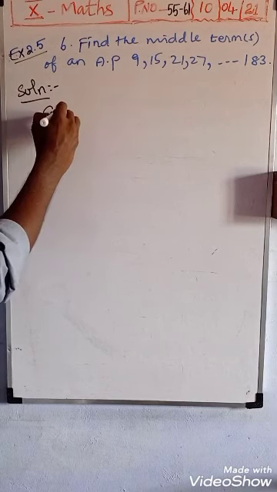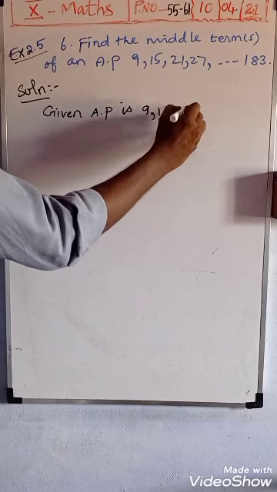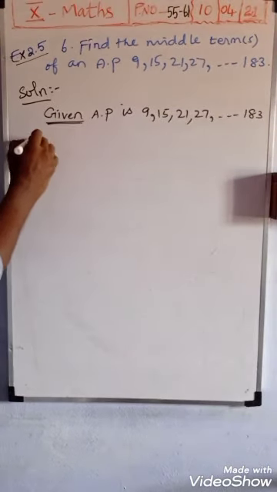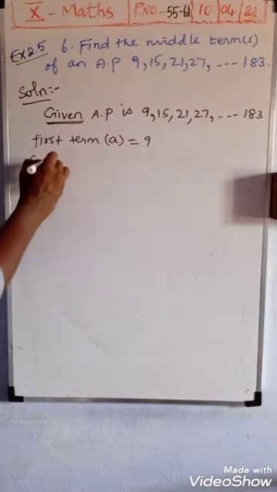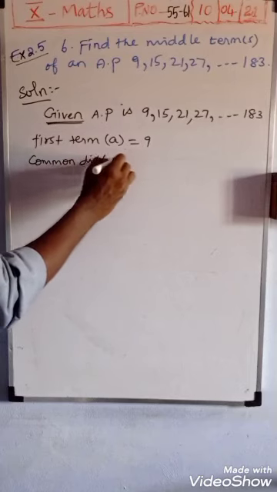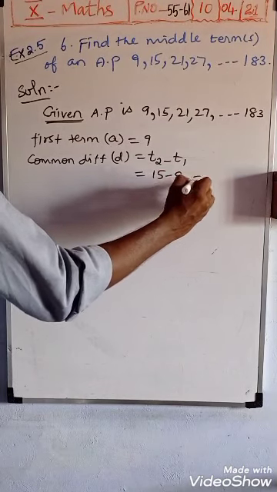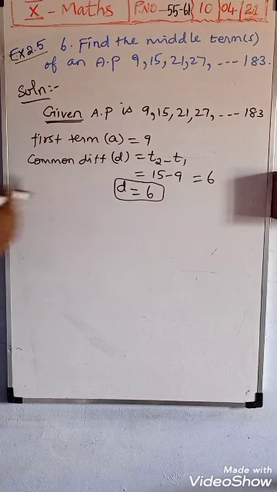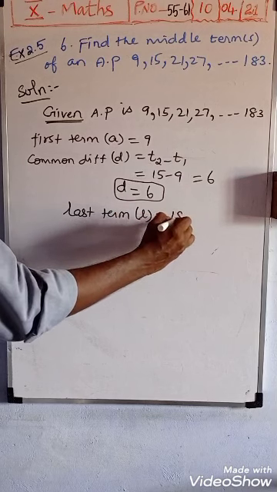So you should write, given AP is 9, 15, 21, 27, up to 183. First term A is equal to 9. Common difference is second term minus first term. T2 minus T1 is equal to 15 minus 9. You will receive 6. So common difference is 6. And here it is given, last term L is equal to 183.